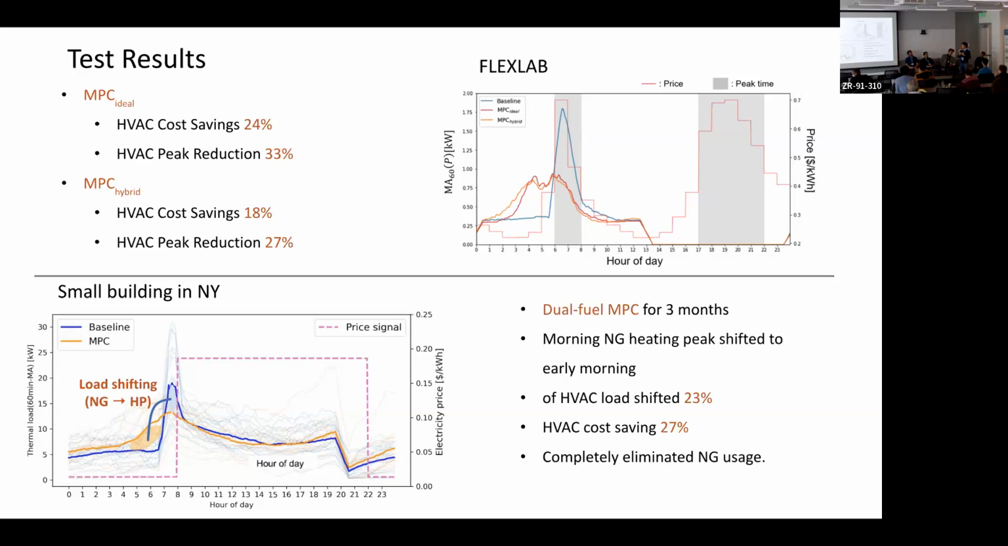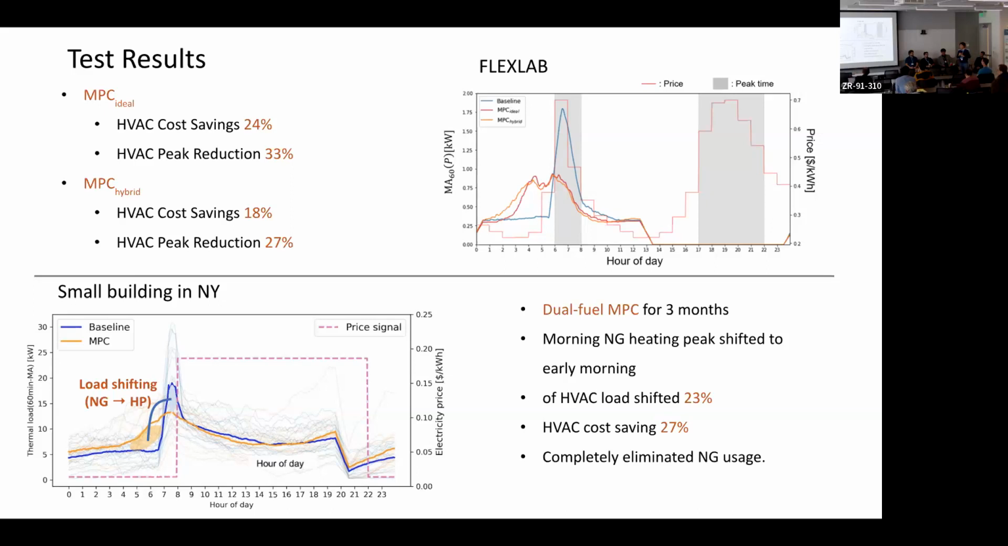And we tested two types of MPC. One is MPC with several sensors like supply temperature and internal heat gains, and the other one is just thermostat and RTU. They have similar performance, and we are confident in that technology, which was applied to a small building in New York.